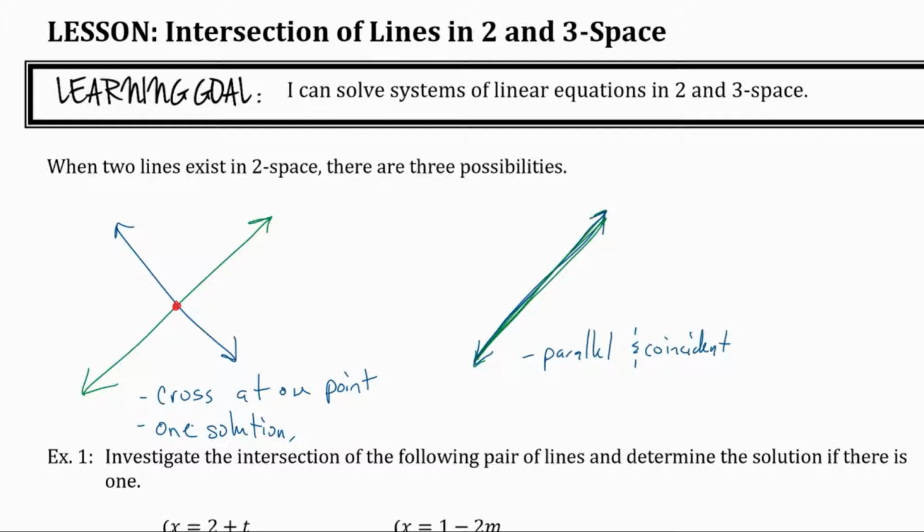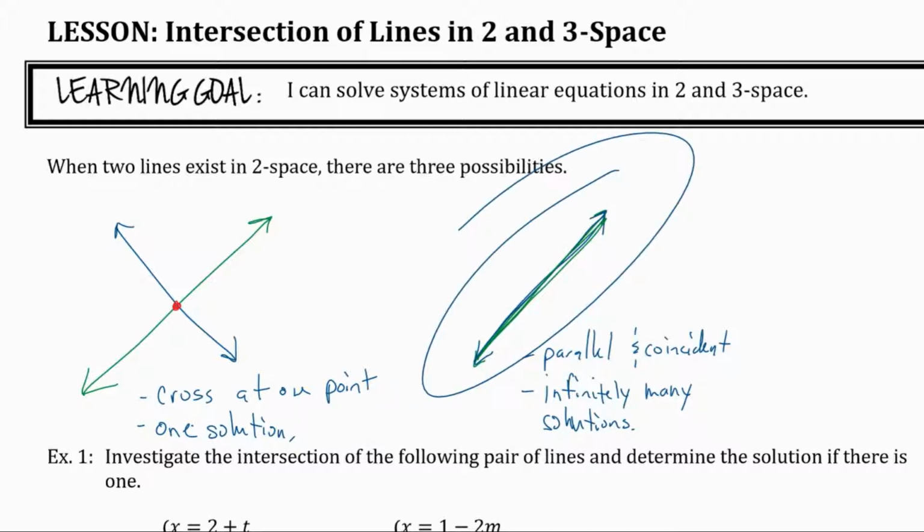So these two lines are parallel, but even more importantly, they're coincident. So they are taking up the same space. And there are infinitely many solutions. And the solution is the lines. Each of those lines, they're the same line, really. They would probably have equations that look different.